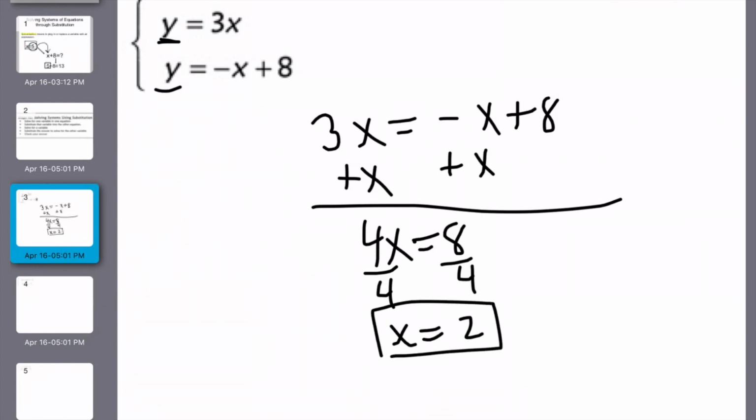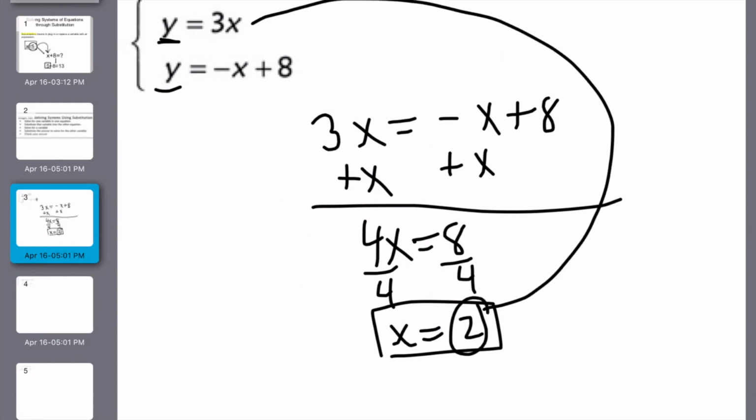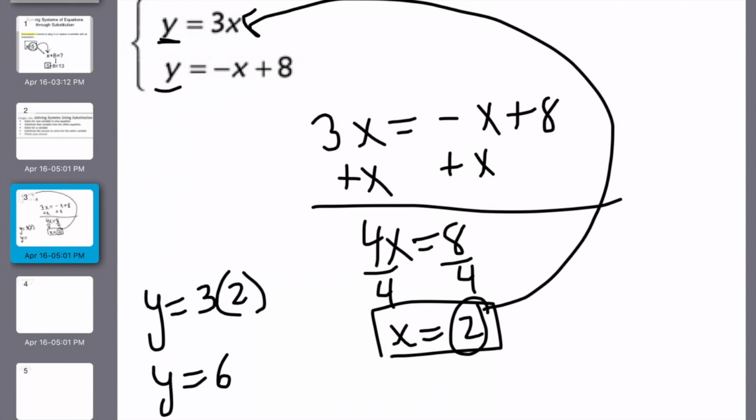But now I need to try to solve for my y value. So what I need to do is take this 2 and plug it back into one of my previous equations. So now I'm going to have y equals 3 times 2. So I know that y equals 6.